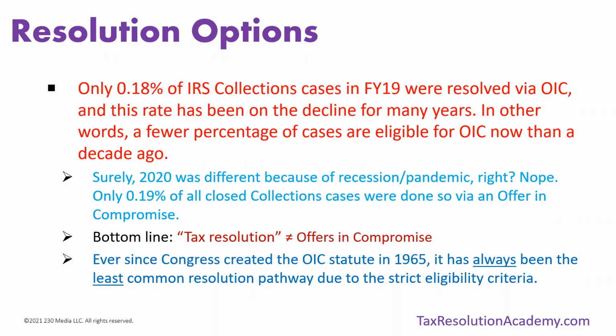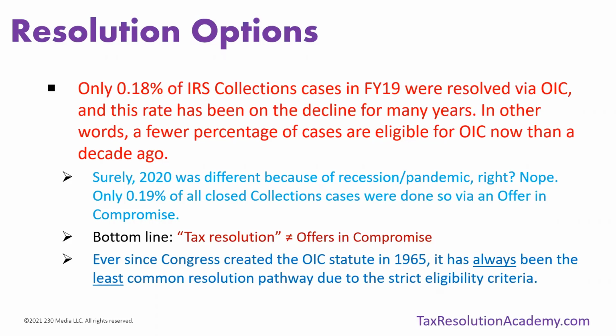Okay, that's not 18%. That's not 1.8%. No, it's less than 1%. 0.18% is all. The IRS resolves millions of collections cases every year. Each year, right now, only about 17 or 18,000 of them qualify for an offer in compromise. Now, you might think, oh, 2020 was different because of the pandemic and the recession and all that. Nope. Last year, the most recent year data is available for, 0.19% of all closed collections cases were closed via an offer in compromise.